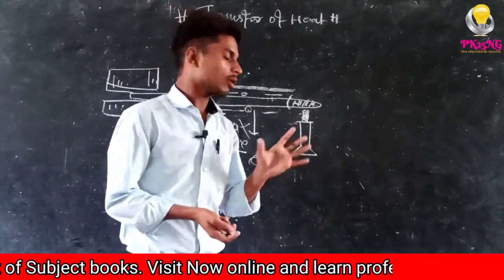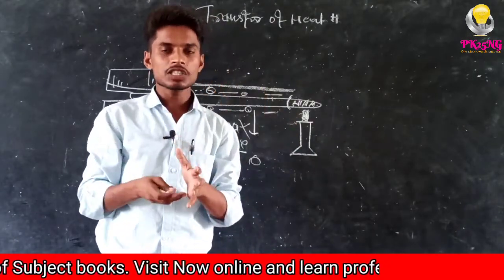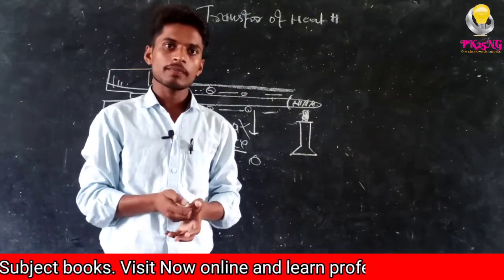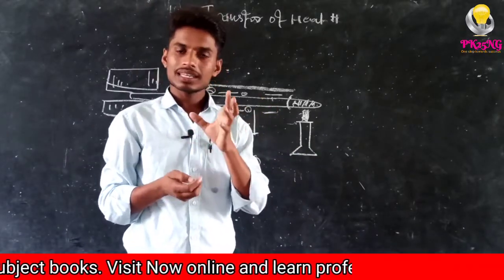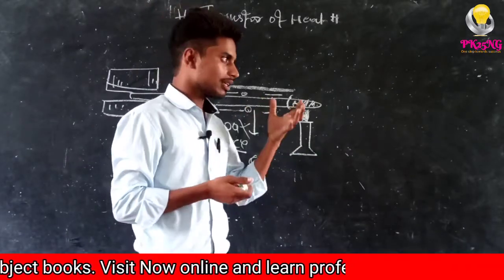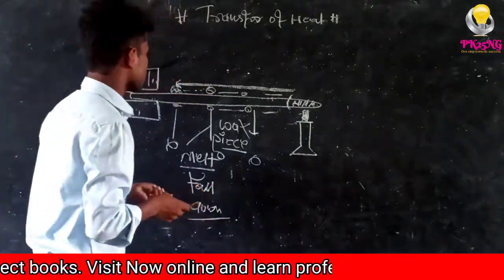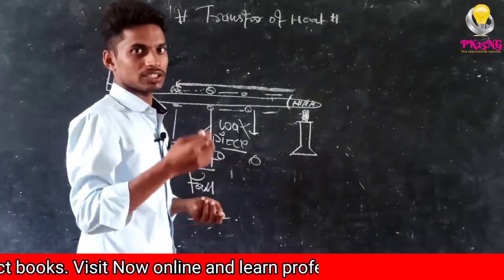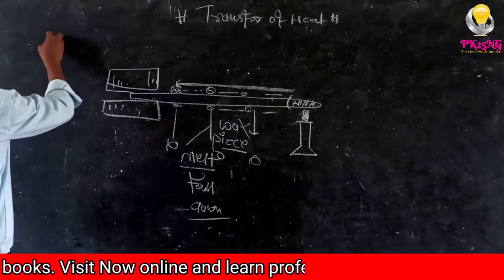What do we understand about this activity? We understand the heat is transferred from the hotter object to the cooler object. Okay, in this case, understand carefully what the conclusion is. The heat is transferred from the hotter object to the cooler object. Now take a second example.